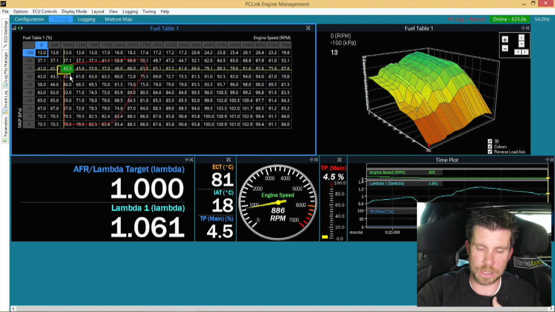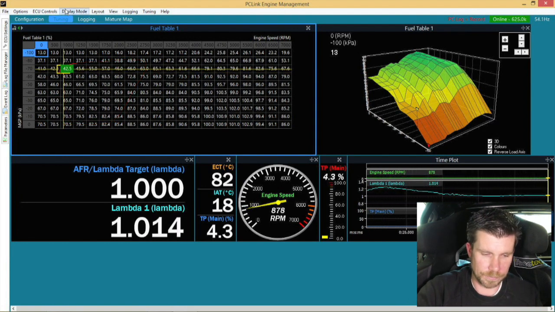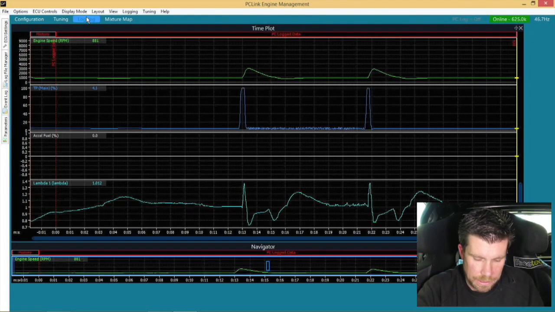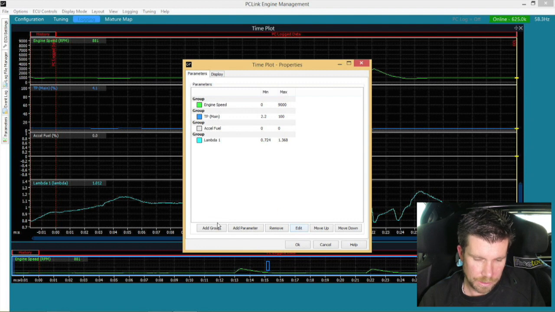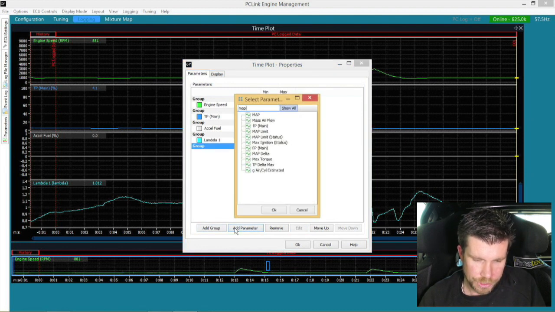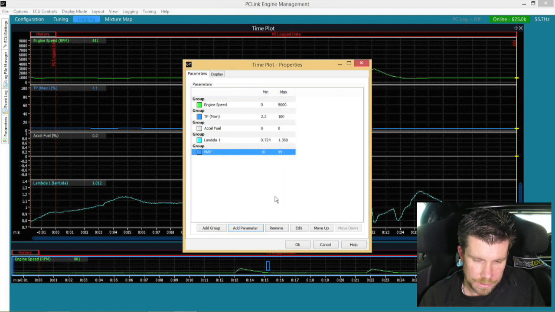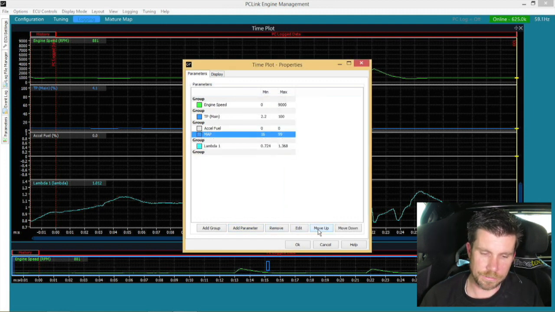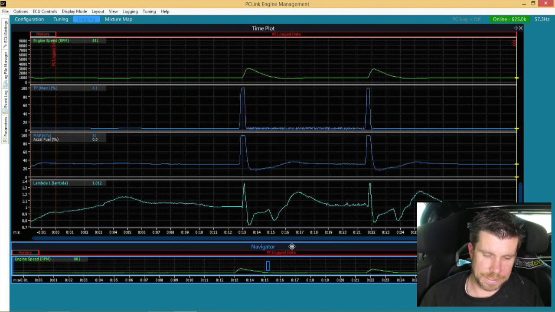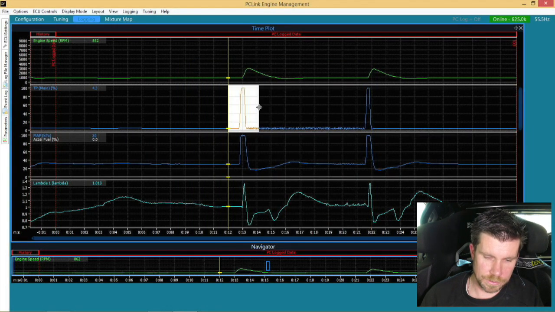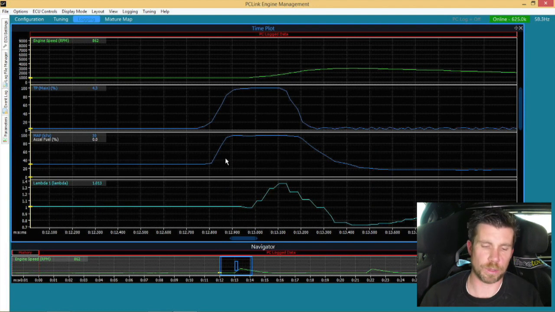So if I think I've got that sort of a problem, what I'd be doing is looking at this and logging it, and if we look at the logging, we'll show you exactly what we're seeing here. So we can add in another group and another parameter, and we'll add manifold pressure, and let's move that up so we've got it right beside our throttle position. And you can see that this is our throttle position here. Unfortunately they're both blue traces, but you can see that the manifold pressure tracks to 0 kPa gauge immediately as soon as we go to full throttle.